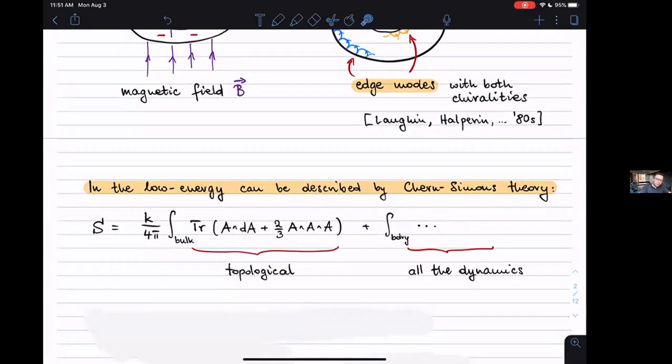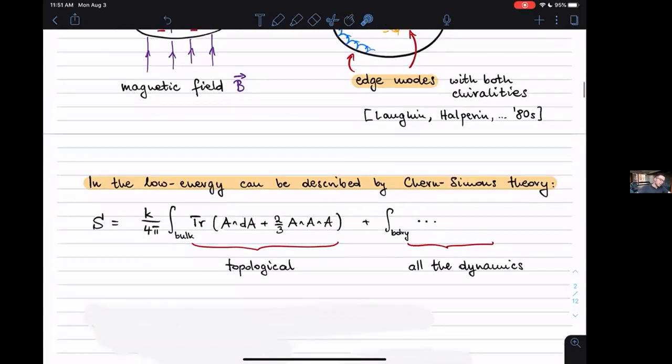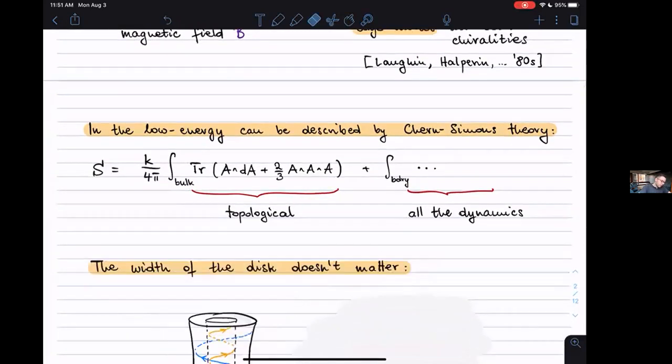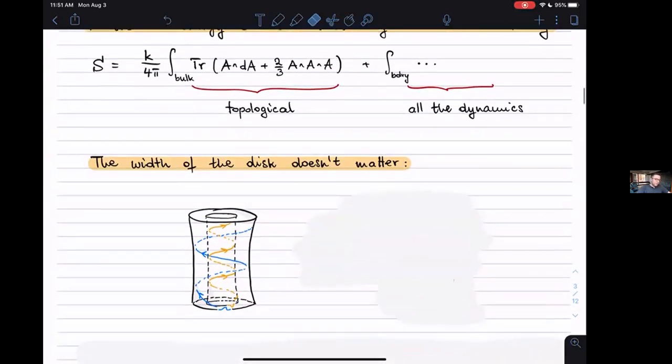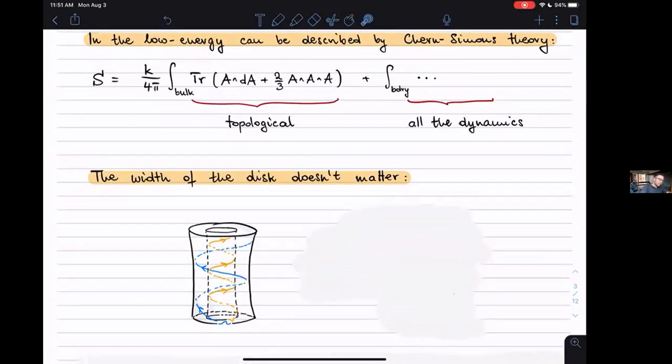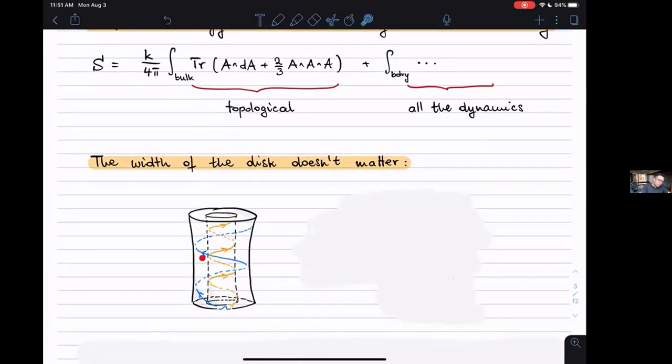I will spell out what these details should be in a second. But before that, let me emphasize that in this limit, the theory in the bulk is purely topological, which means that the exact width of the disk doesn't matter. So we had something like that: that's the space-time picture. There are modes moving on one boundary, and modes moving in the other direction on the other boundary. But now the width doesn't matter, so we might think of it as shrinking the width to 0, or being sort of far away from it.